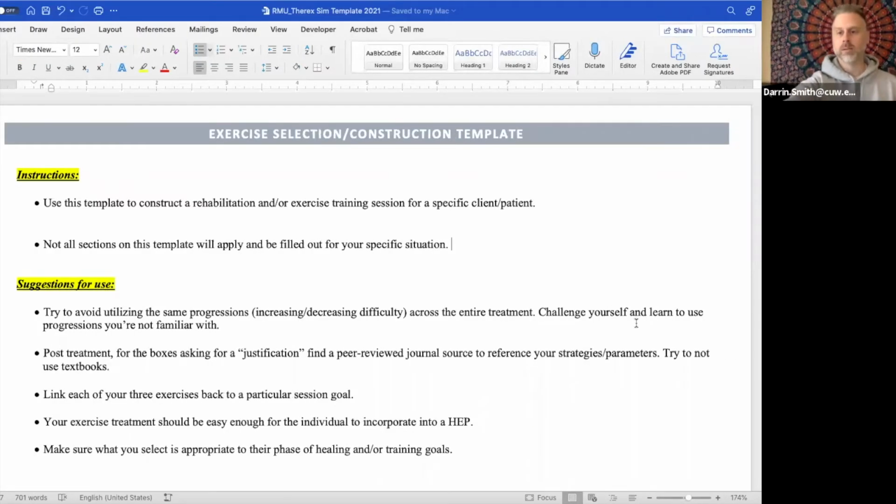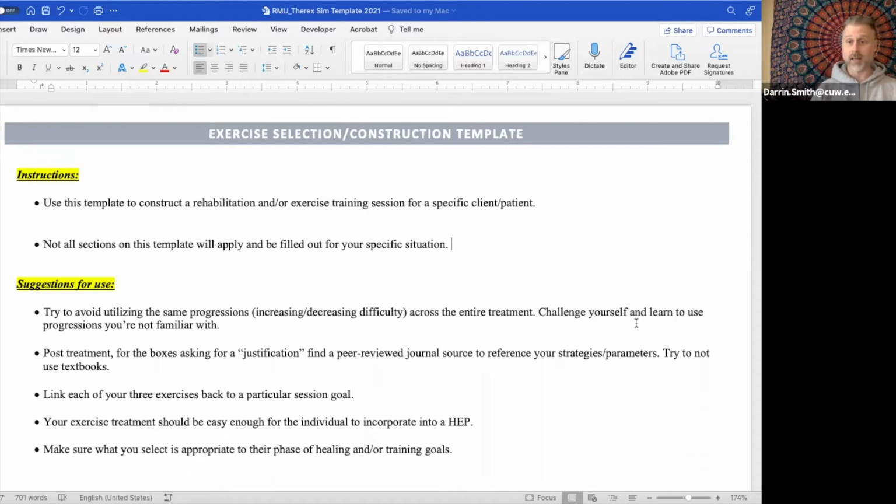Hey there, everyone. Wanted to put together a quick video regarding exercise selection and construction. So you have exercises that you currently like to use for specific conditions. Maybe you want to start constructing some of your own exercises, and/or maybe you just want to make sure that you are having a better understanding of what you currently use or don't use and what it gives you or doesn't give you. So that is the reason for this short video.